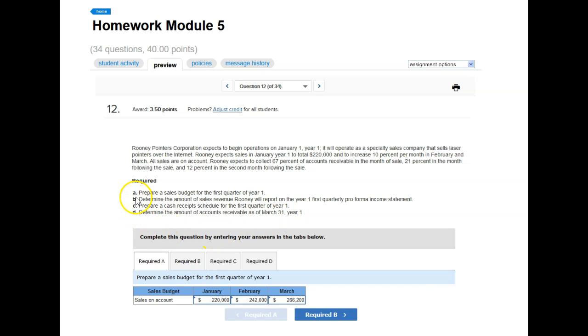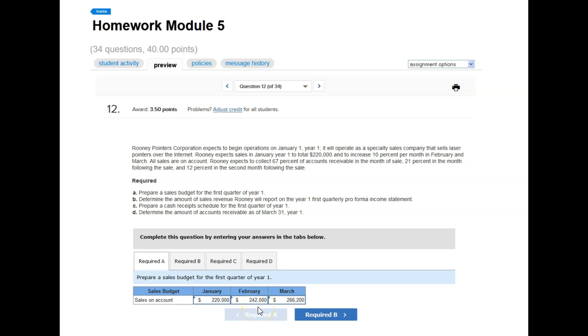So the first part here, A, is very, very easy. Prepare a sales budget for the first quarter of year 1. First quarter will be, of course, three months. We take the expected $220,000 in sales, and that, of course, is January sales. February is the increase you expect, and so they expect to increase sales 10% per month, going into February and going into March. The only thing you do is take January sales of $220,000 times 1.1, and that'll give you a 10% increase. $220,000 times 1.1 gives you $242,000.